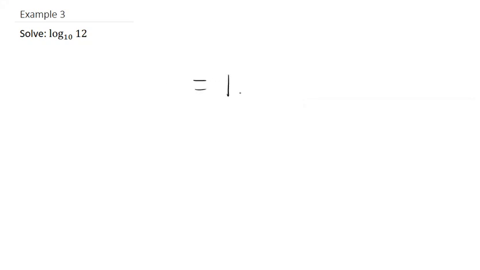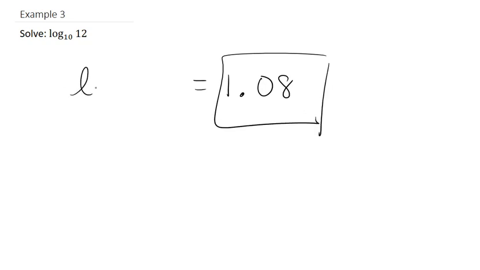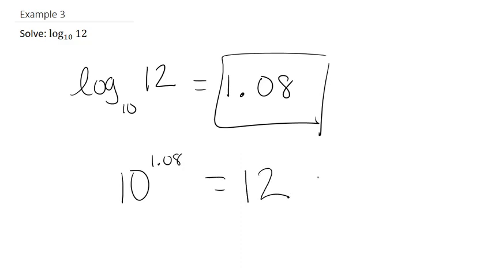And so what that means is, if we were to rewrite this, 10 to the 1.08 would equal 12. So this is our exponent, this is our base, and this is our argument. Now let's look at another example.